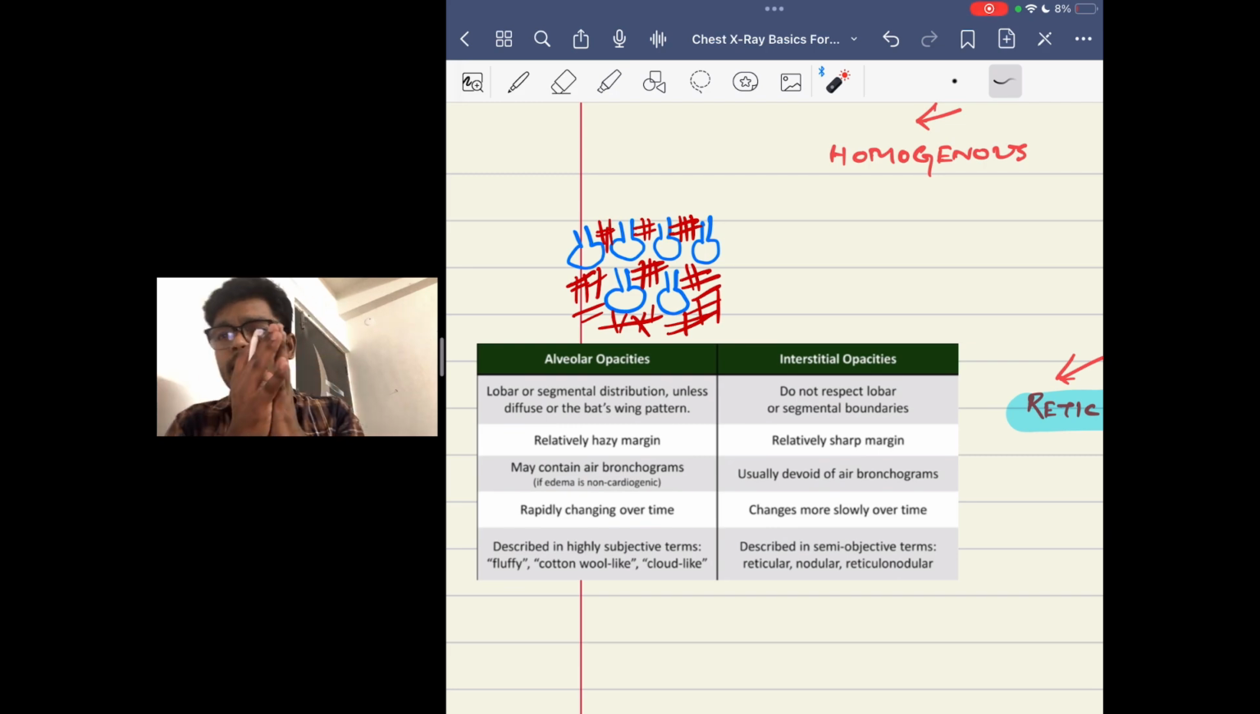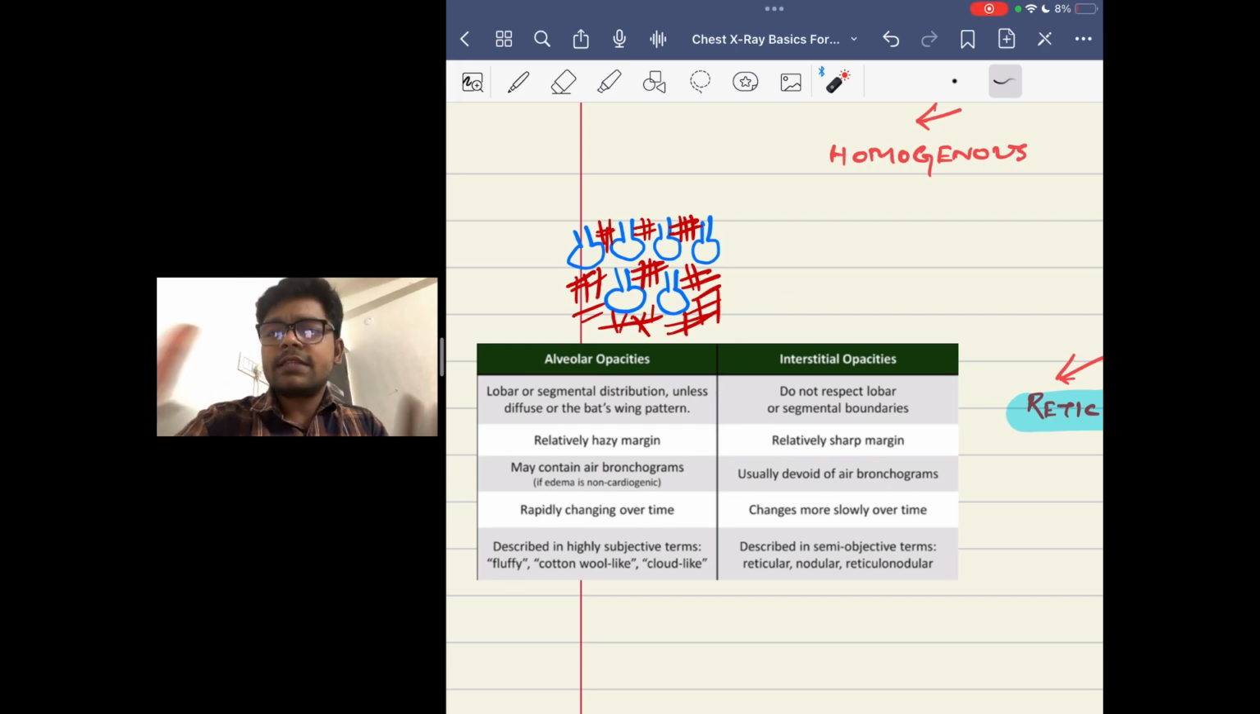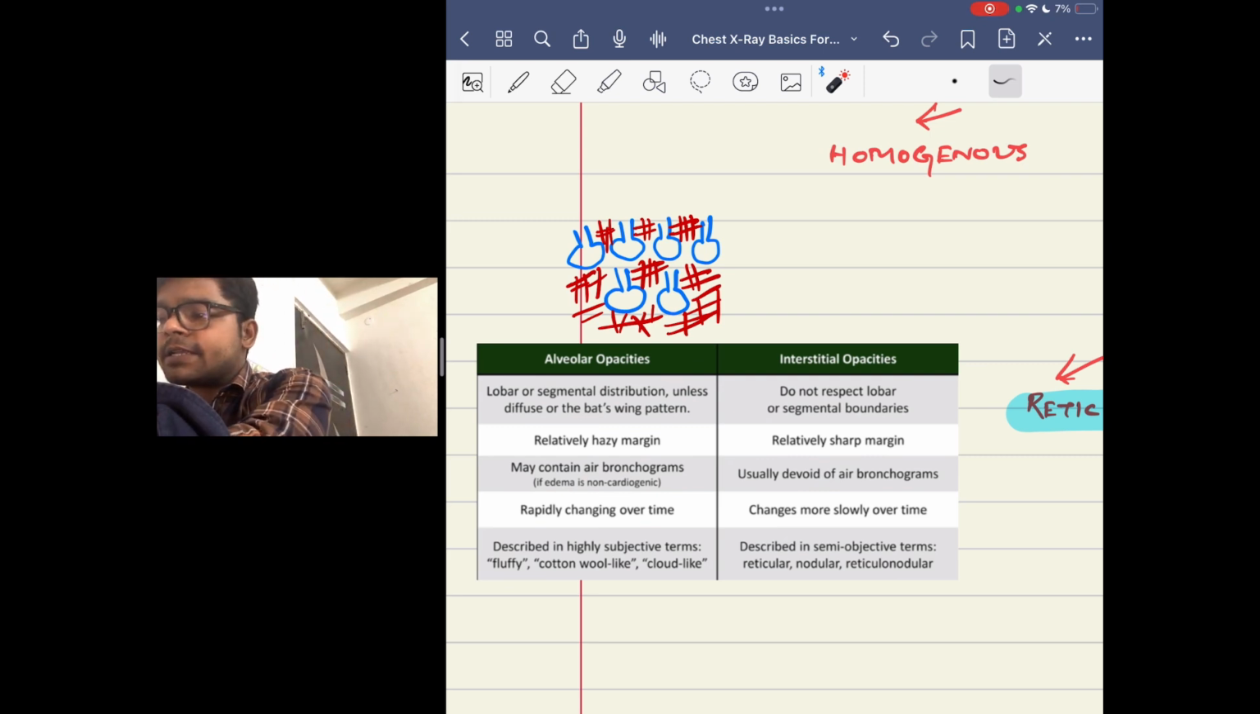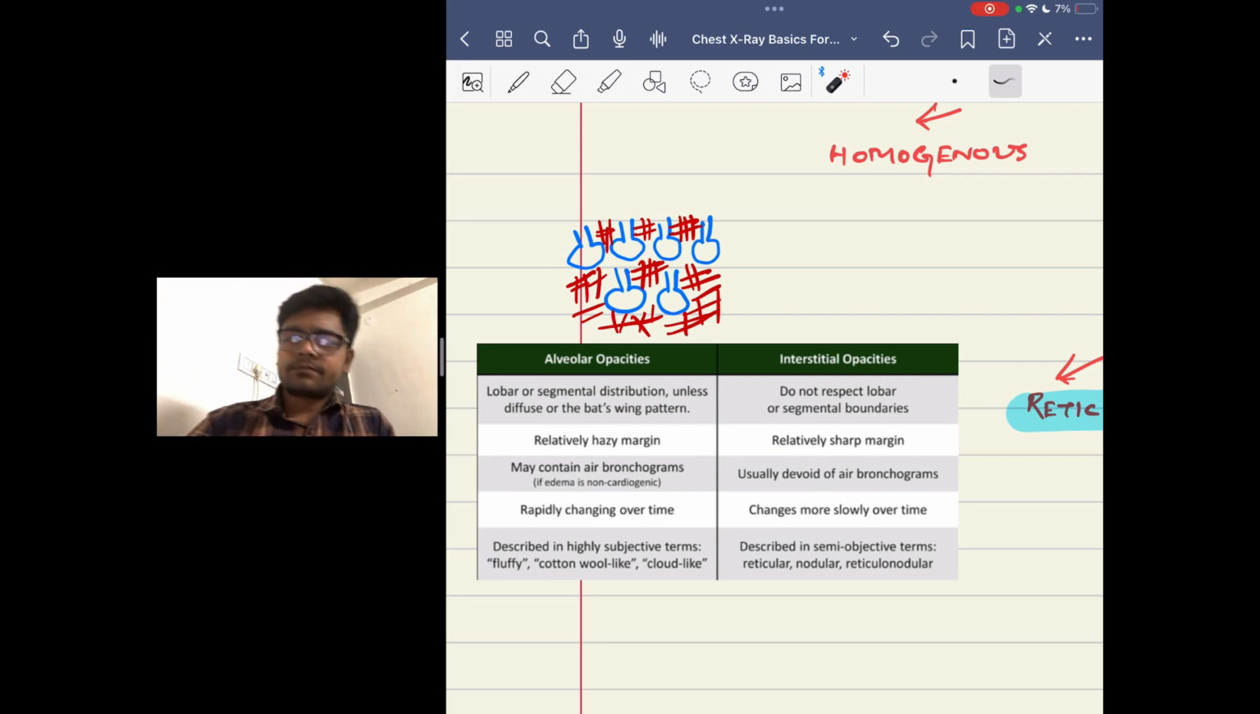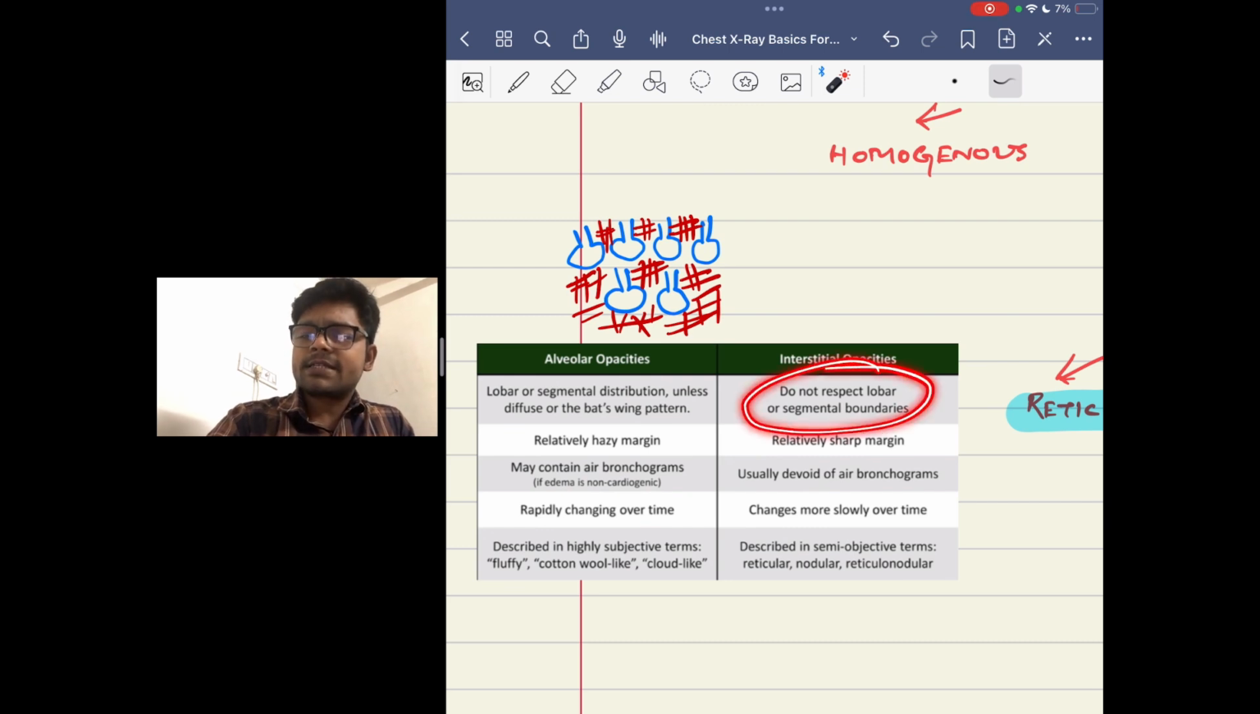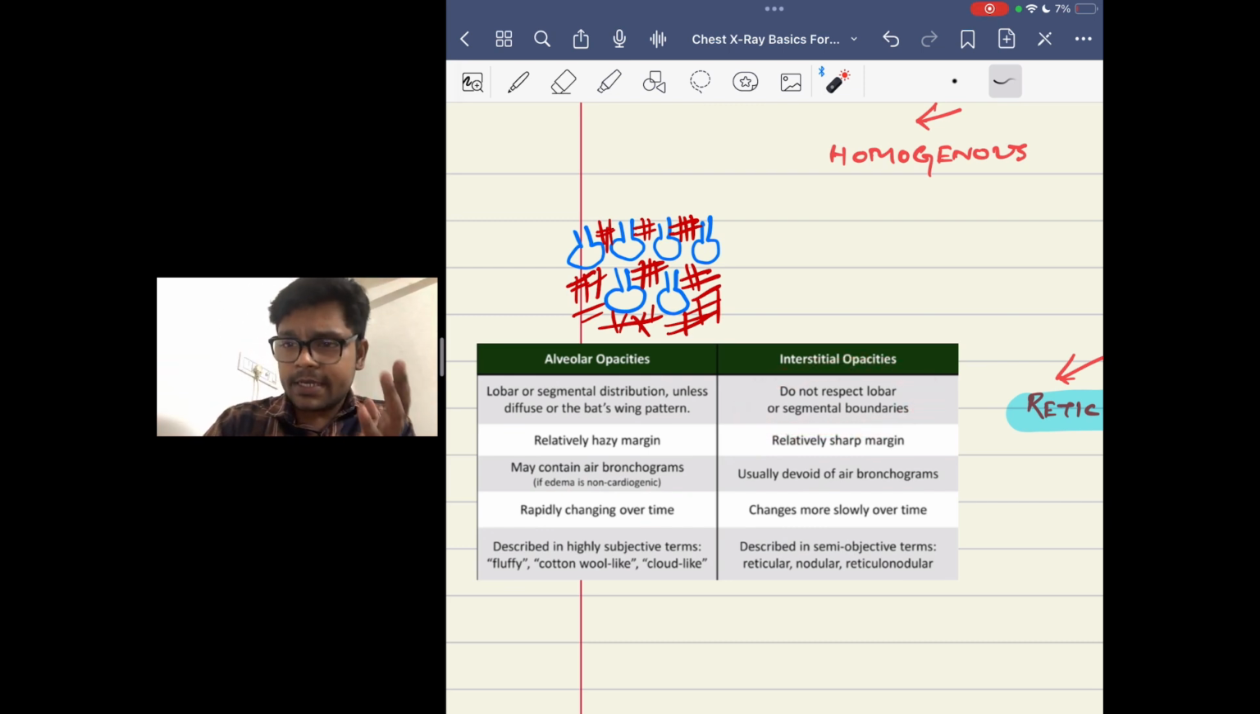These are the broad two categories of your opacity. And if so, there are gross differences between the opacities. So mostly the alveolar opacities have a lobar or a segmental distribution, right? Lobar or a segmental distribution. And interstitial opacities, they do not respect the lobar or the segmental boundaries.